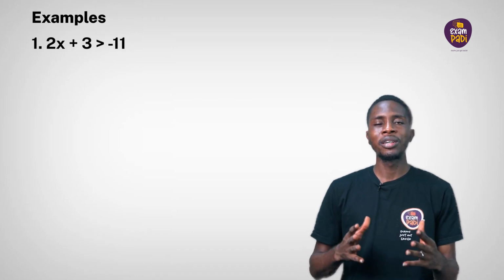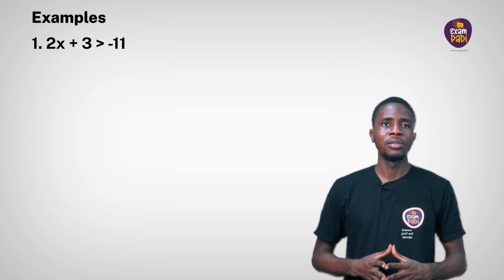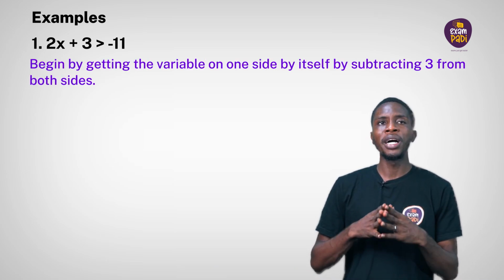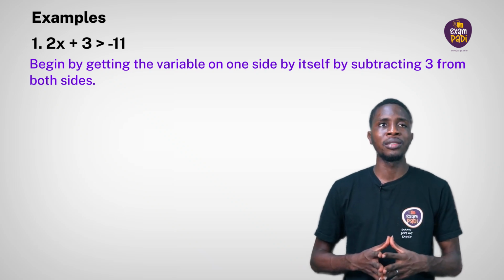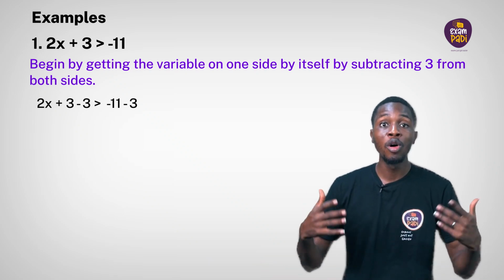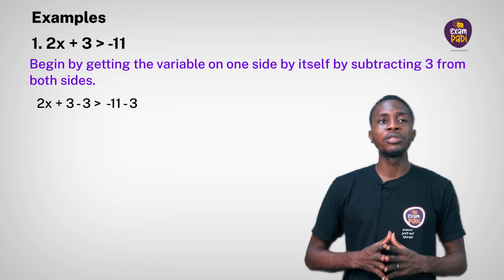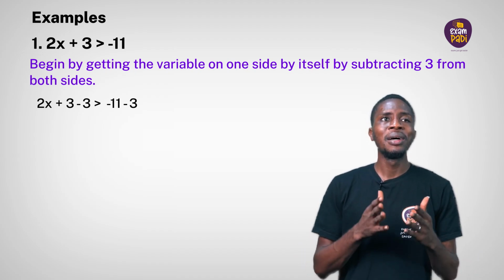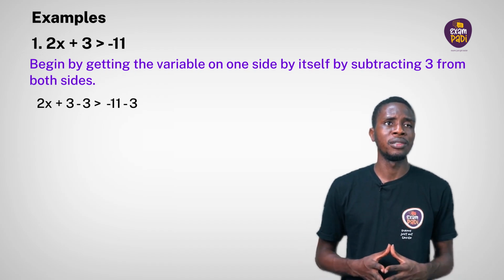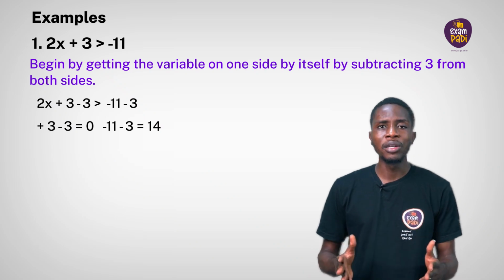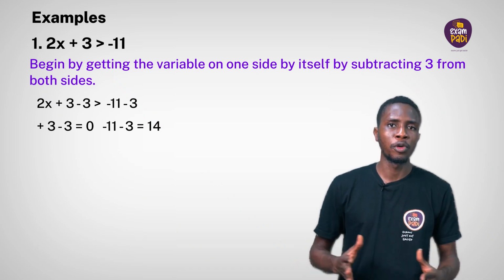Let's take a look at a few examples. 1. 2x plus 3 greater than minus 11. Begin by getting the variable on one side by itself by subtracting 3 from both sides. Or you can as well collect like terms. 2x plus 3 minus 3 greater than minus 11 minus 3. Plus 3 minus 3 equals 0. Minus 11 minus 3 is minus 14.